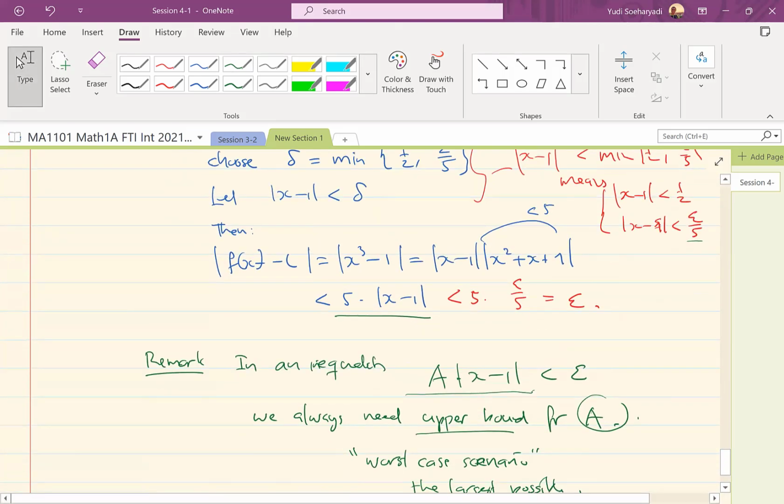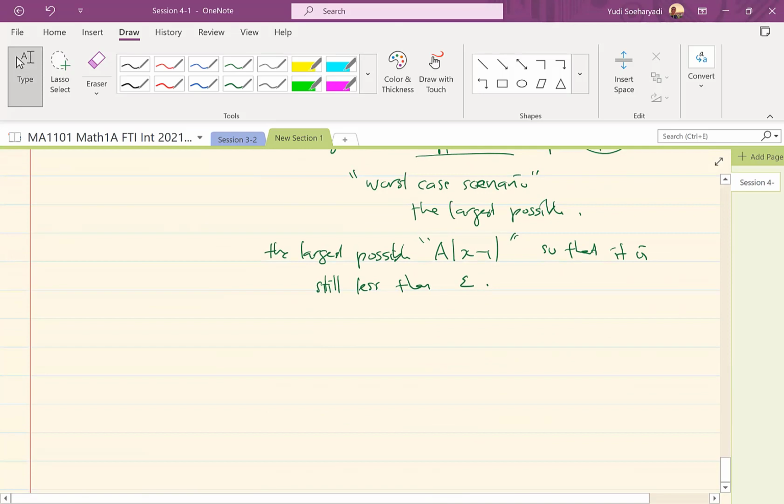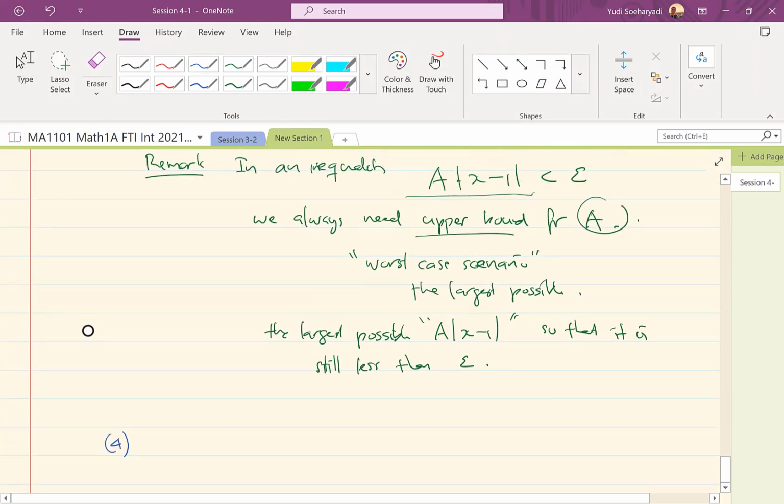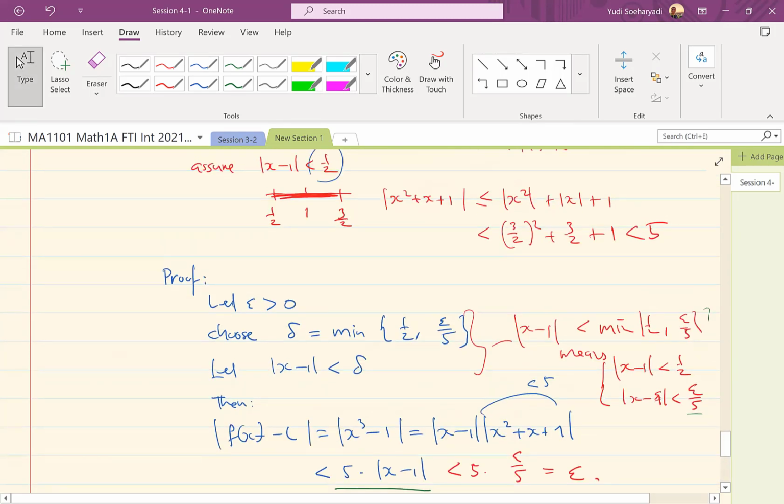Let's do one more example of doing the other things around. Sir, I have a quick question. Yeah, sure, go ahead. Is the method being used called the precise definition of limit? Uh-huh. Oh, okay. Thank you, sir.